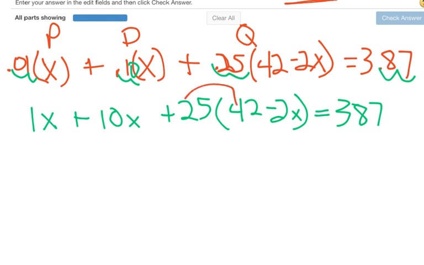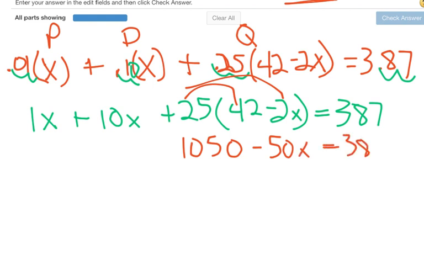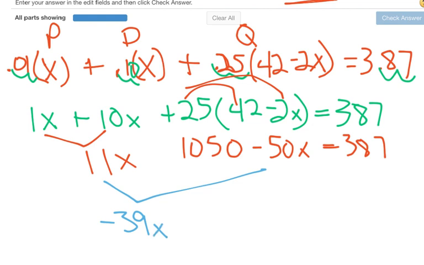So we distribute our 25, and when I multiply 25 times the 42, I get 1050. And 25 times negative 2 will give me negative 50x. And that's supposed to be equal to the 387. And all this other stuff still comes down. I'll go ahead and combine those and make 11x. And then if I combine my 11 with my negative 50, I'm going to get negative 39x plus my 1050 equals the 387.